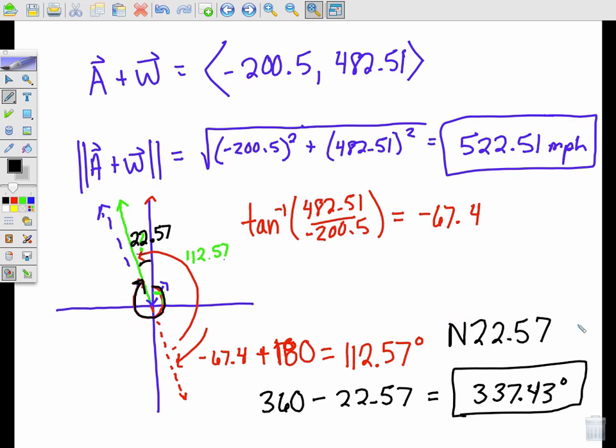We also have an angle of 22.57, and this is a northwest angle. There's another option for you.